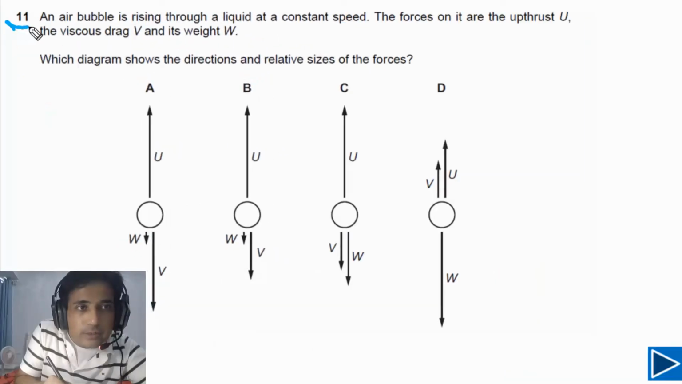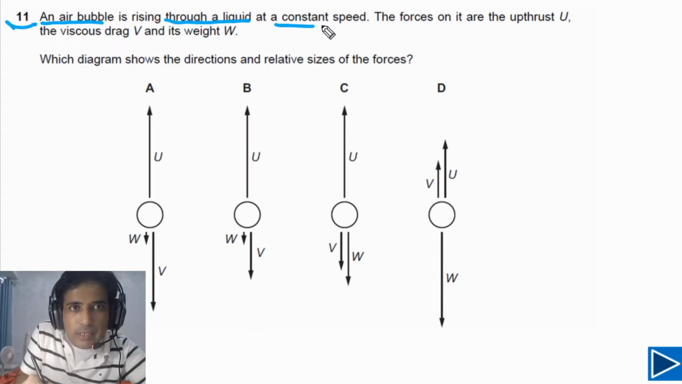For question number 11, we are given that an air bubble is rising through a liquid at a constant speed.